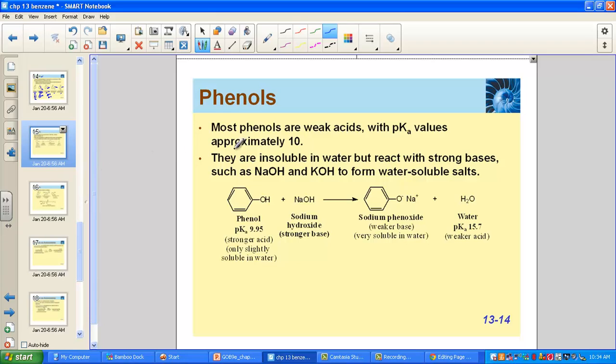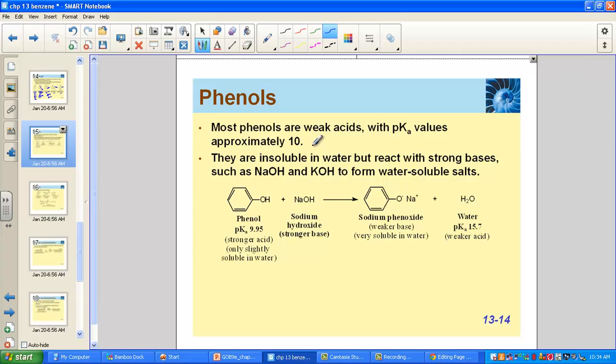Phenols generally are weak acids with pKa values approximately 10. The larger the number, the weaker the acid, and this is a very large number. So phenols are indeed weak acids. P just means negative log, so the pKa value is 10. There are other Ka values that we studied in acids and bases, but in an earlier course. The larger the value, the weaker the acid.